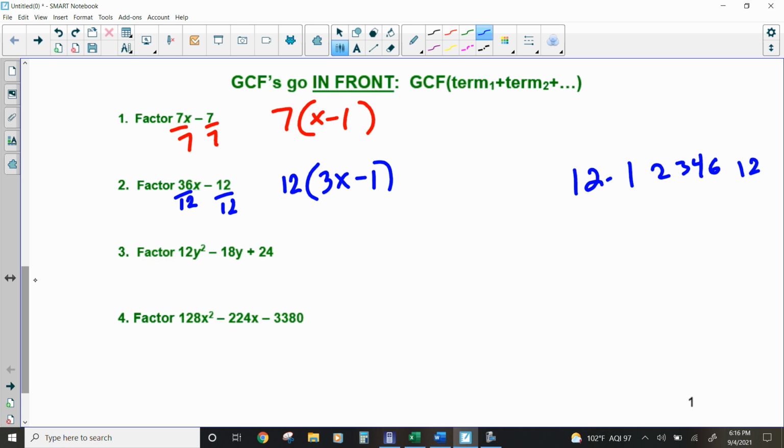Now, GCFs work on pretty much anything. Doesn't matter if it's a binomial or a trinomial. That just means it has 2 terms or 3 terms. It could have 4 terms. Doesn't matter. Any problem could have a GCF, so that's why we're starting the chapter with GCF.